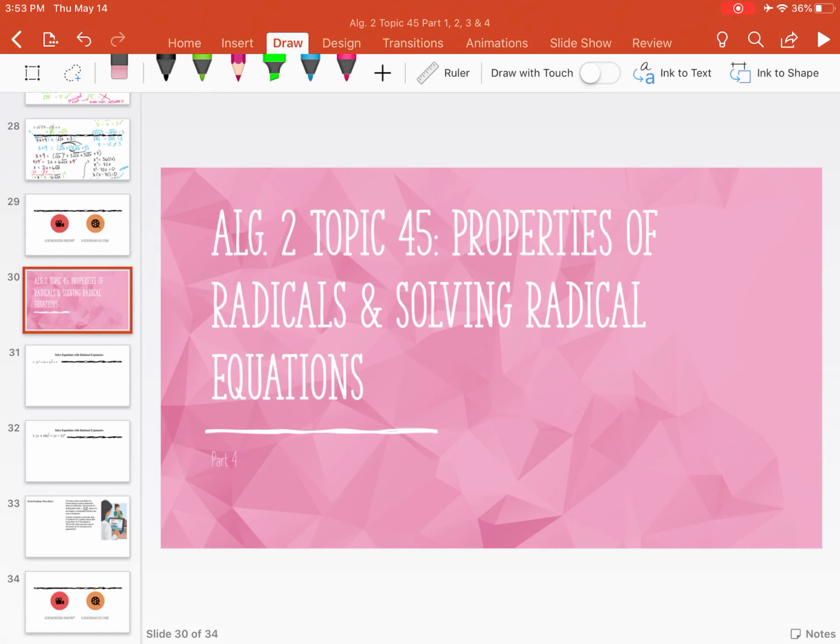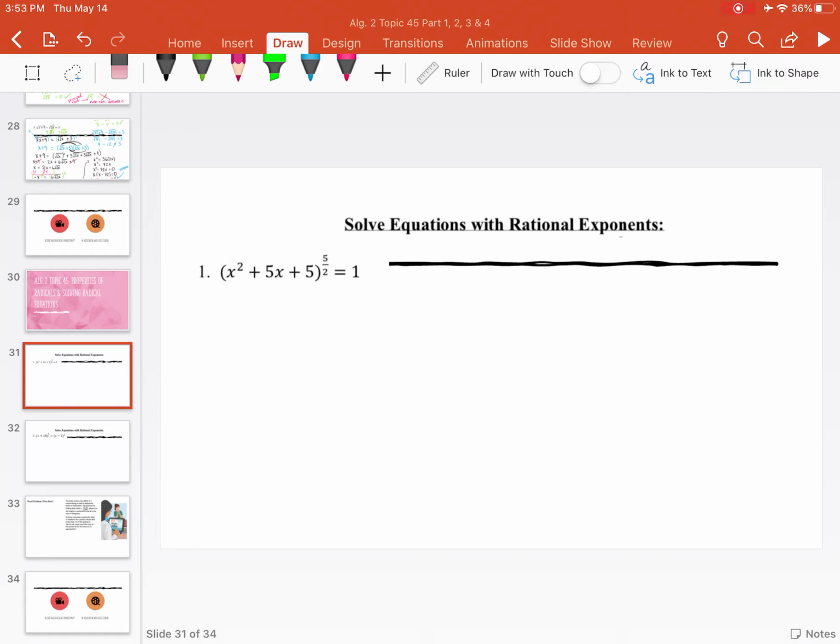Welcome back to topic 45 for Algebra 2, Properties of Radicals and Solving Radical Equations. In part 4, we're going to learn how to solve equations with rational exponents, as well as solve a word problem. So, as we know, rational exponents can be rewritten as radicals, so it's only fitting that we also learn how to solve equations involving rational exponents.